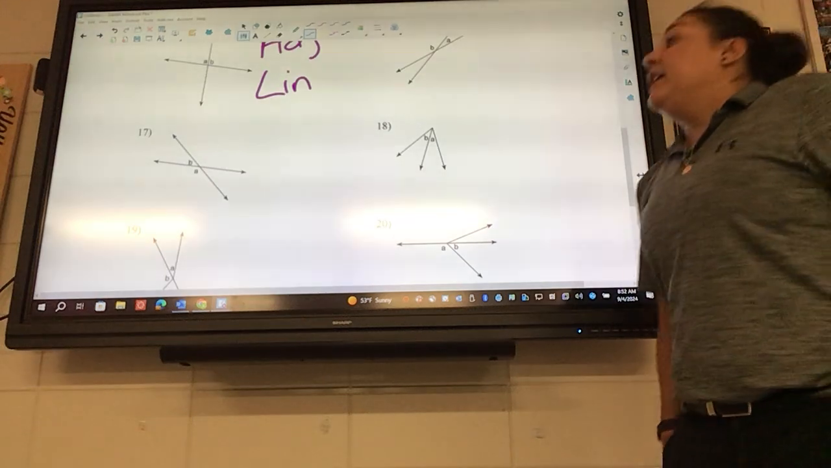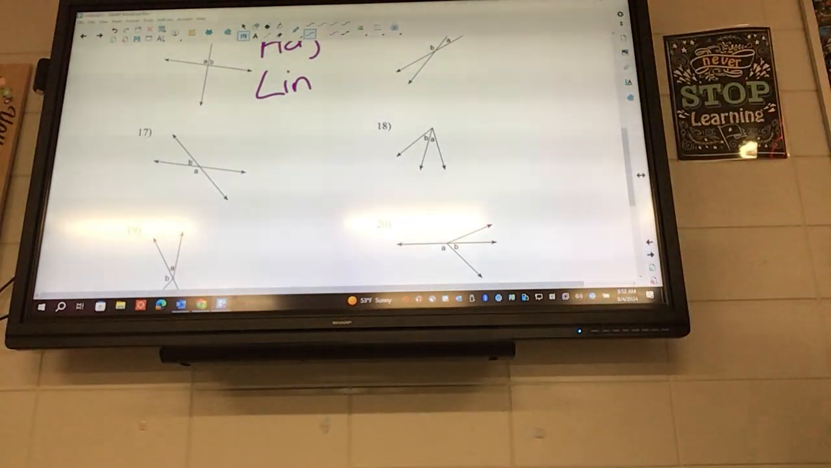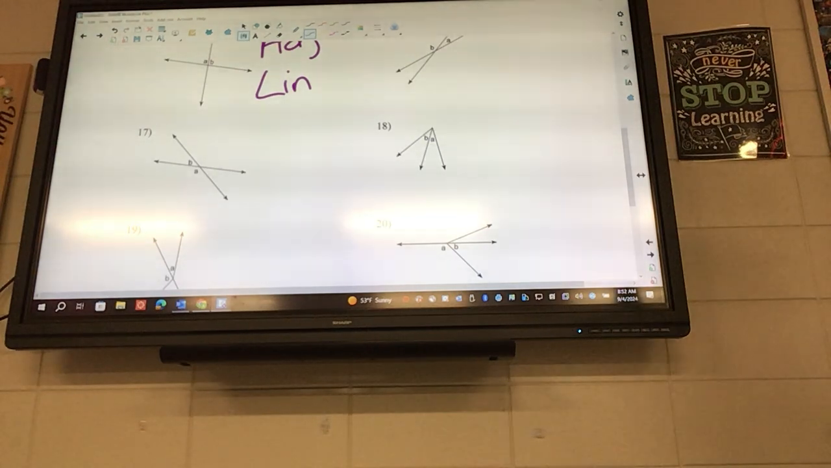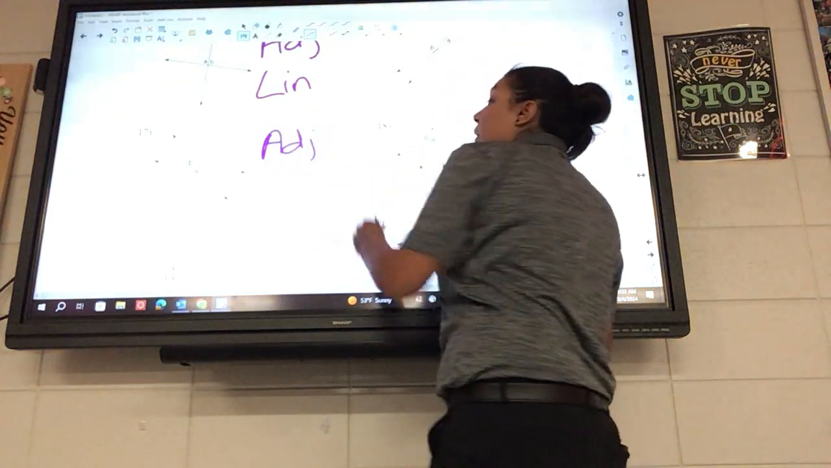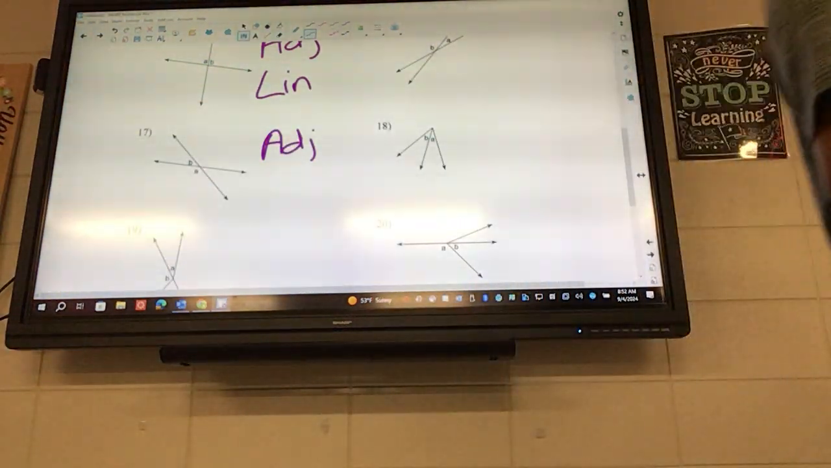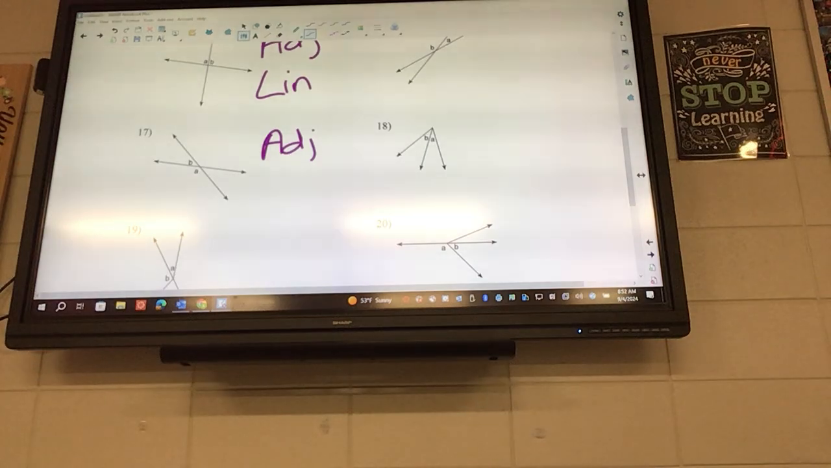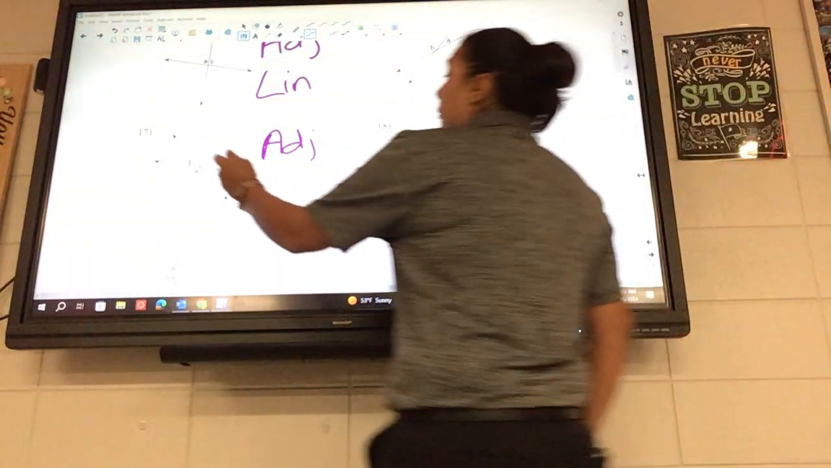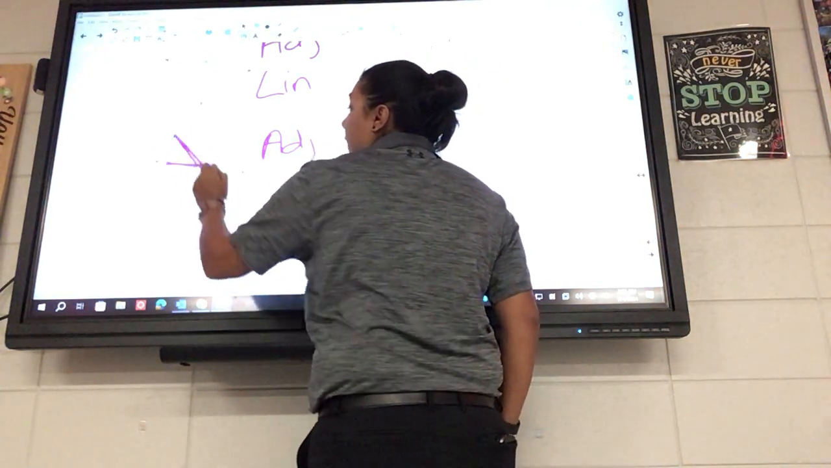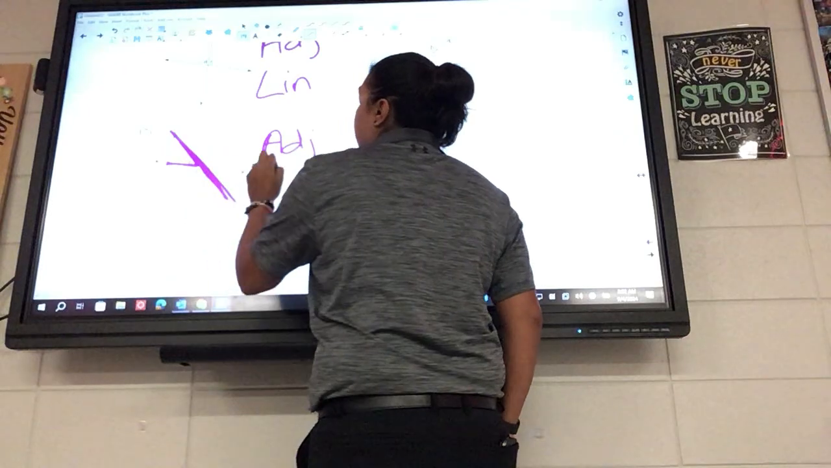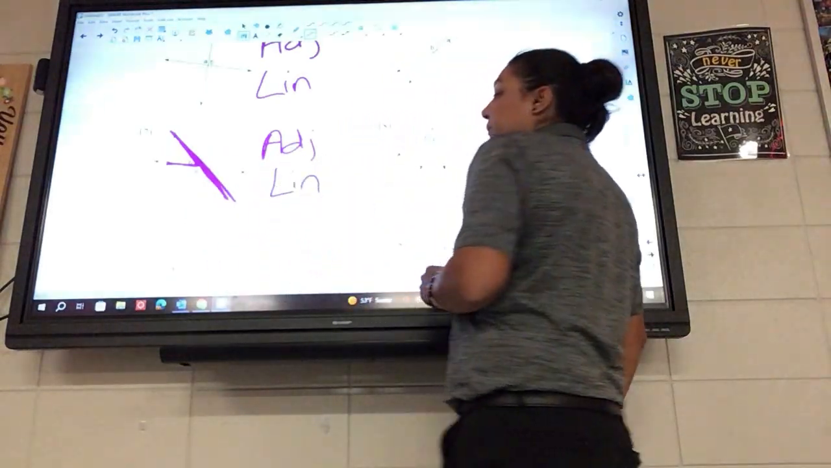Okay, look at 17. Are A and B right next to each other? Yes, so it's not what? It's not vertical. So it is adjacent because they're right next to each other. So we know it's adjacent. Are they a linear pair? Does A plus B make a straight line? Yes, it does. And we can see right here, if we took this one plus this one, see how the two lines are connected right here? Okay, then that means it's also a linear pair.